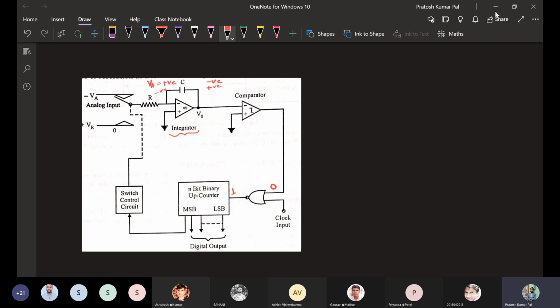So with respect to the analog signal, there will be a digital equivalent in terms of the counting. How many times this counter is activated determines the digital value of the analog input.